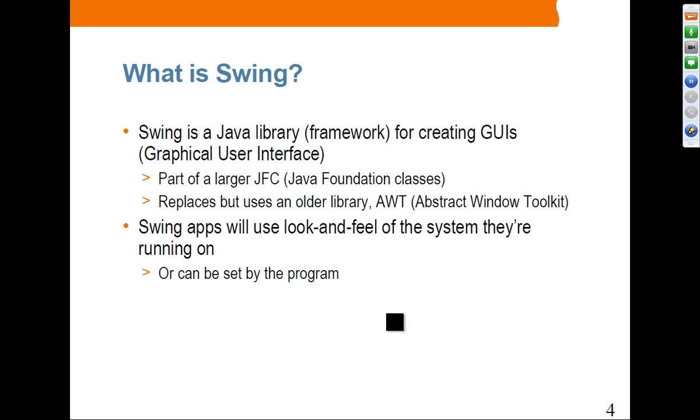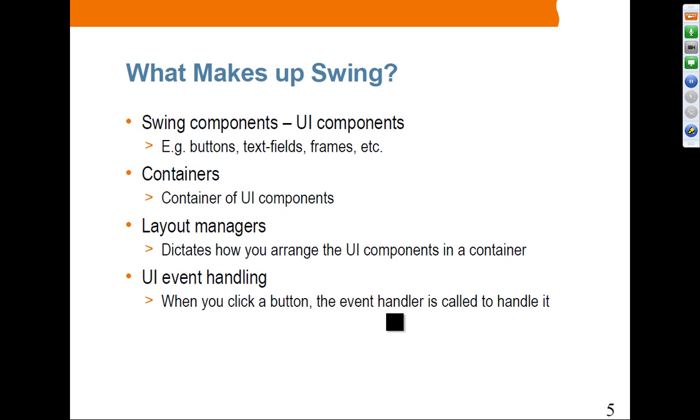Swing applications will use the look and feel of the system they are running on, or it can be set by the program. So if you're running a Swing application on the Windows platform, it will have Windows look and feel. If it is running on Mac, it will have Mac's look and feel. So this is nice. So what makes up Swing?